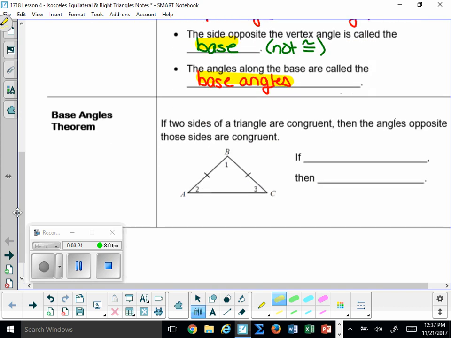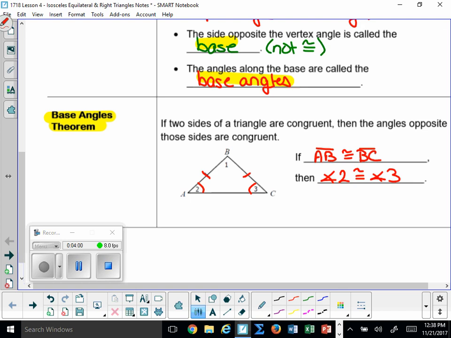Let's look at a theorem here, very creatively called the base angles theorem. If two sides of a triangle are congruent, so in this case, if AB is congruent to side BC, then the base angles are congruent. Then angle 2 is congruent to angle 3. Okay, it's not the apex angle, but the two angles at the bottom or base of the congruent sides.